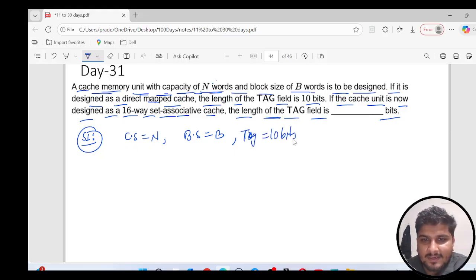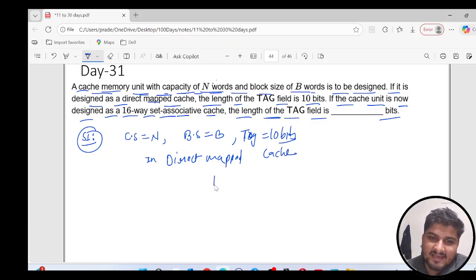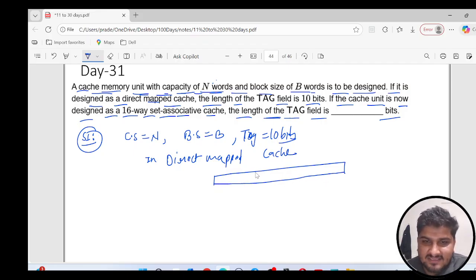Now we know that in a direct mapped cache, how are we going to divide the memory address? The memory address that the processor is referring is divided into three parts. One is the tag, which is given: 10 bits.